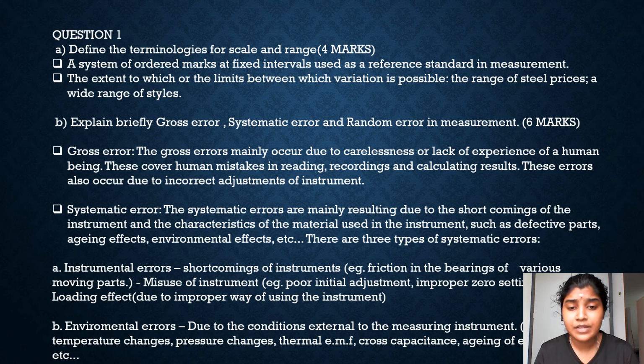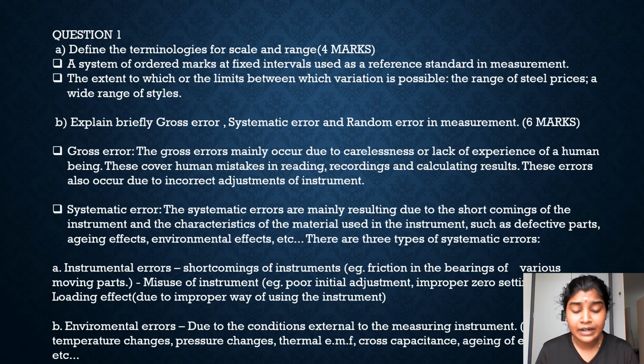Systematic error. The systematic errors are mainly resulting due to shortcomings of the instrument and the characteristic of the material used in the instrument, such as defective parts, aging effect, environmental effects, etc. There are three types of systematic error. First of all, instrumental error, shortcoming of instruments, for example, friction in the bearings of various moving parts. Misuse of instrument, for example, poor initial adjustment, improper setting, etc. Loading effect due to improper way of using the instrument.